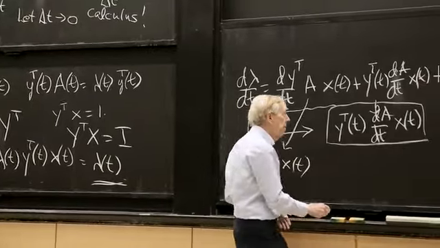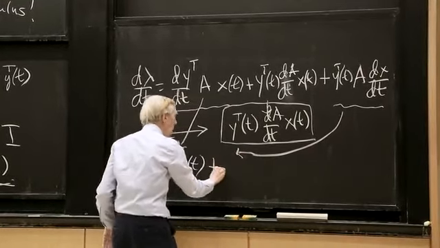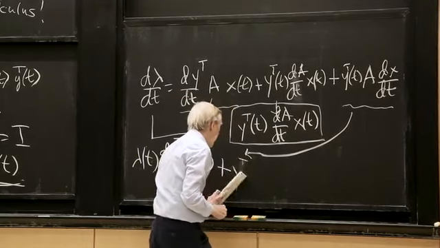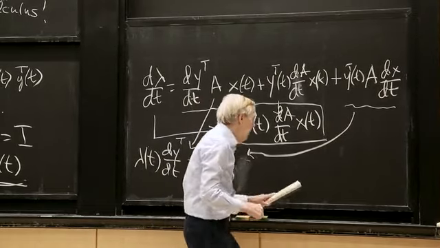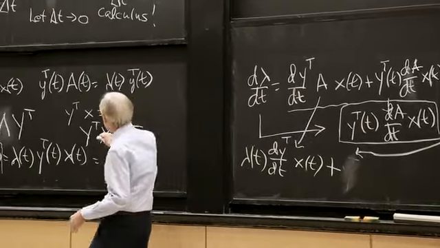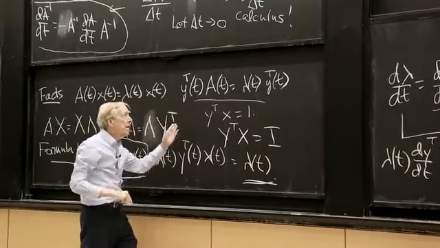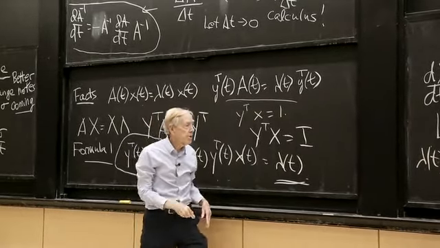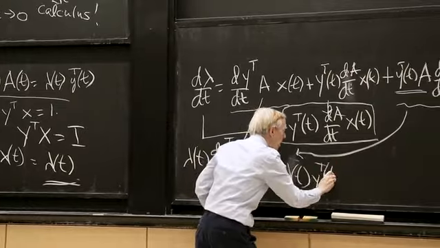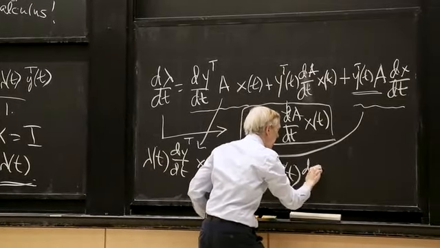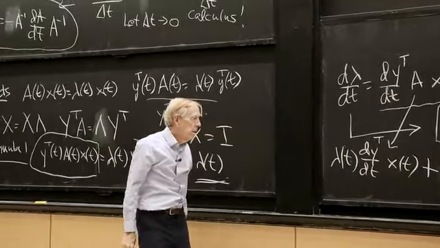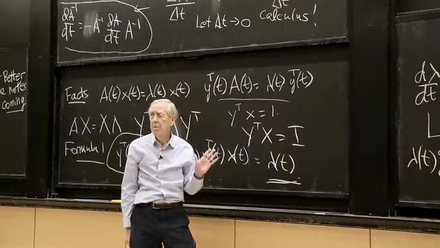And what about this other term? So I have y transpose A. What's that? That's the combination that I know. Y is that left eigenvector. Y transpose A brings out a lambda. So this also brings out a lambda times y transpose times dx dt. Okay, I just used Ax equal lambda x there.